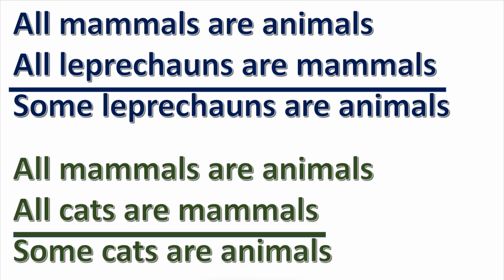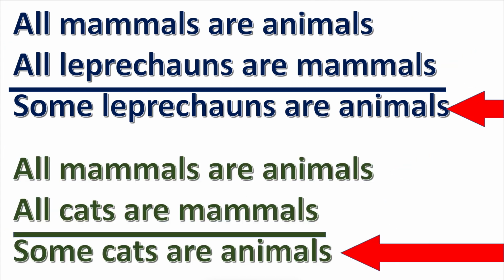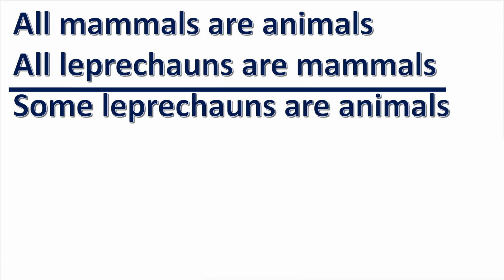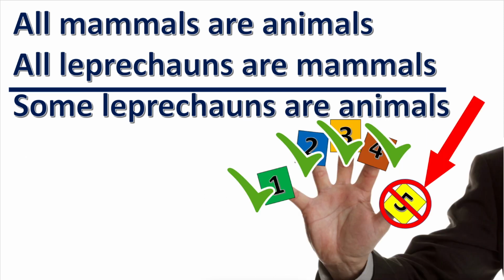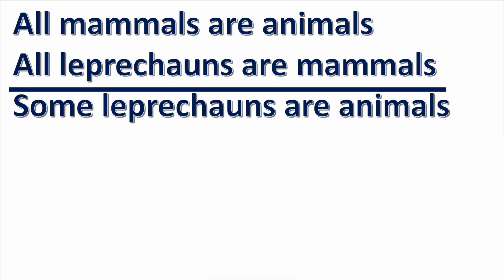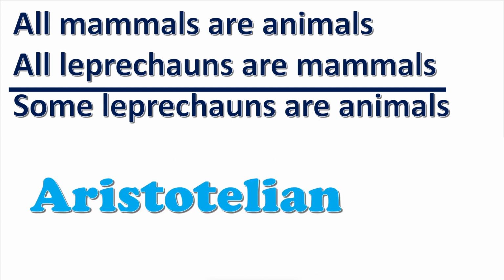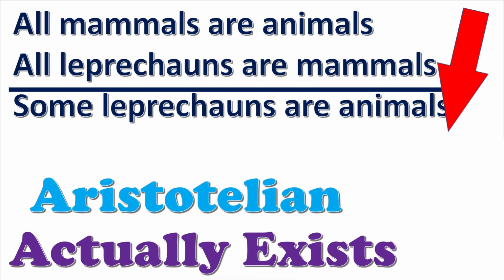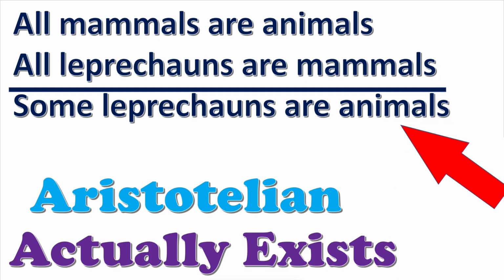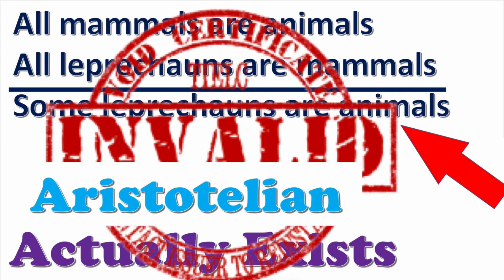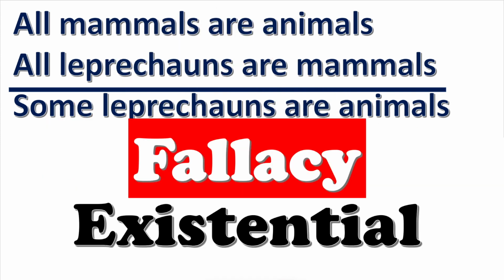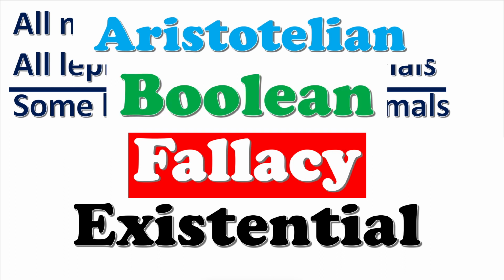Now, here are two examples. Notice the premises are universal and the conclusion particular. So Rule 5 is broken. If this syllogism breaks only Rule 5, the syllogism would be valid from the Aristotelian standpoint if leprechauns really existed. Since leprechauns do not exist, the syllogism is not valid from the Aristotelian standpoint. The syllogism commits the existential fallacy from both the Aristotelian and the Boolean standpoints.